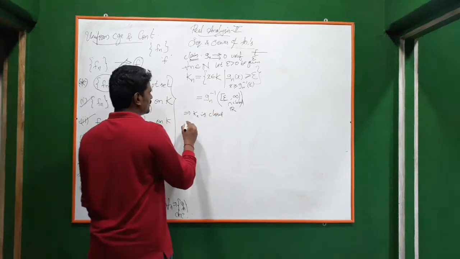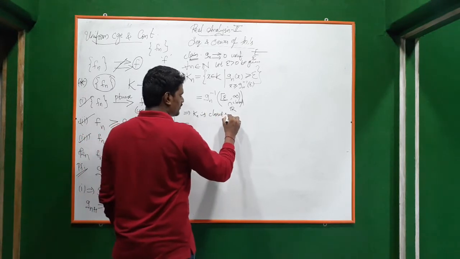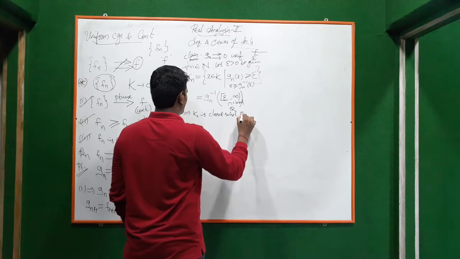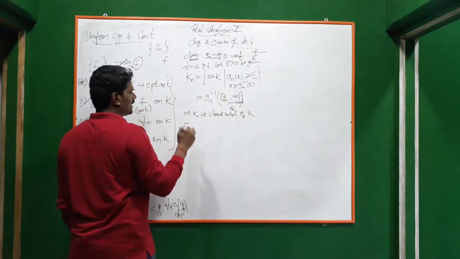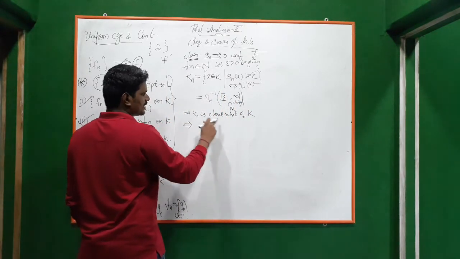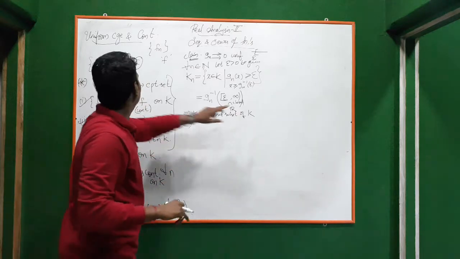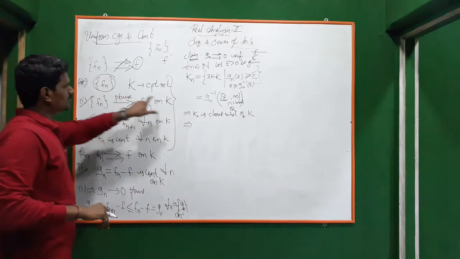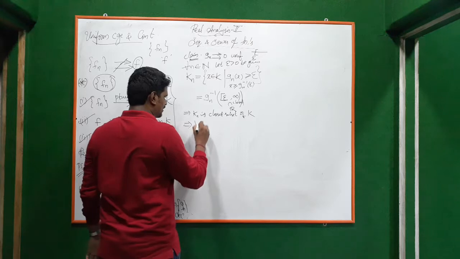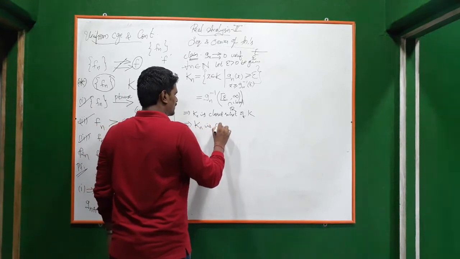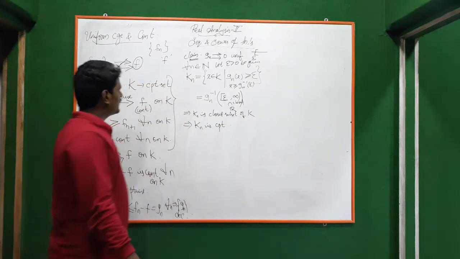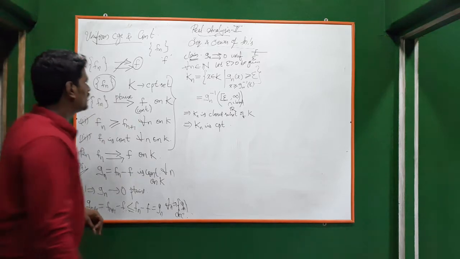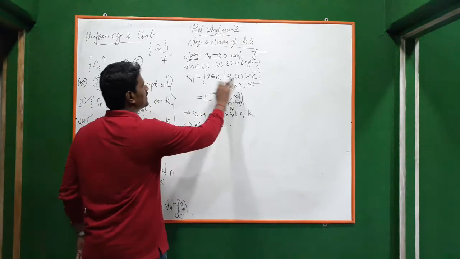Kn is closed, and a closed subset of what? A closed subset of K, because all the elements are from K. So Kn is a closed subset of K. And what is K? K is a compact set. So a closed subset of a compact set is compact. So Kn is also compact. So we have got some condition for Kn with respect to Gn.